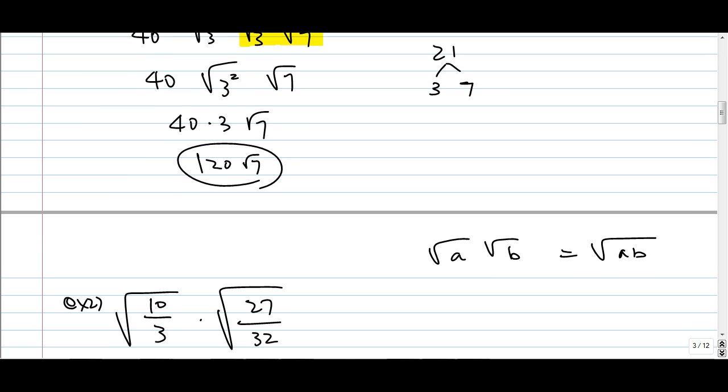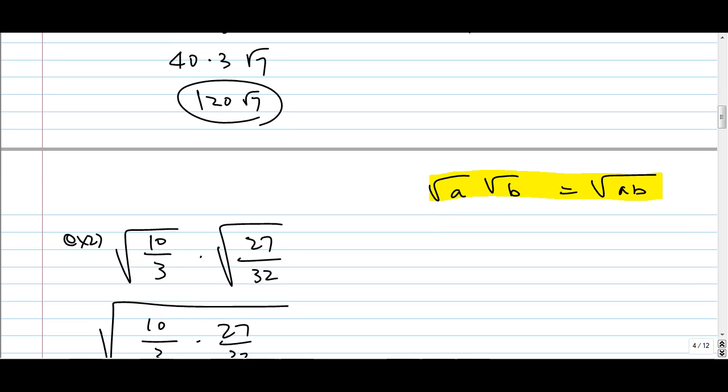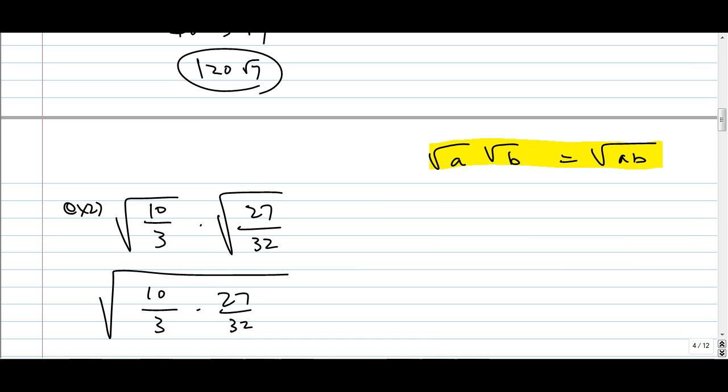For example, here, if I have square root of 10 over 3 times square root of 27 over 32, anybody have an idea what we should do first? Hint, look at this rule. Tina. First you put the radical on 10 and 3 and then 27 and 32. Yeah, all of them in the radical sign. Is that okay?